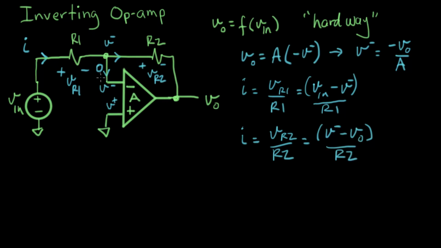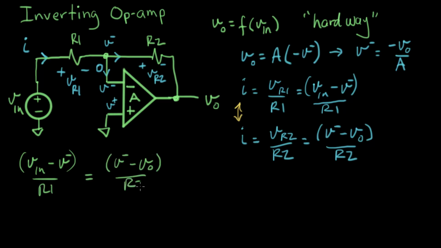All right, so I took advantage of the zero current flowing in here to write an expression for current going all the way through. Now we're going to set these two equal to each other. Let me go over here and do that. Vn minus V minus over R1 equals this term here, which is V minus minus V out over R2.